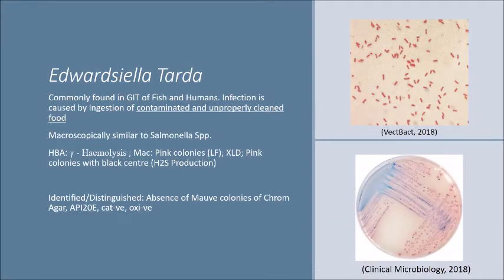Edwardsiella tarda is an organism that is usually found in the GIT of fish and humans. Infection is usually the result of ingestion of contaminated food products. The biochemical properties closely resemble Salmonella species in that it is a gram-negative rod and oxidase negative. Gamma hemolysis is seen in HbA, pink lactose fermenting colonies on MacConkey, and pink colonies with black centers on XLD, suggestive of H2S production. Edwardsiella can be distinguished from Salmonella by the lack of mauve colonies on chrome agar, as well as an API 20E and having a negative catalase test.